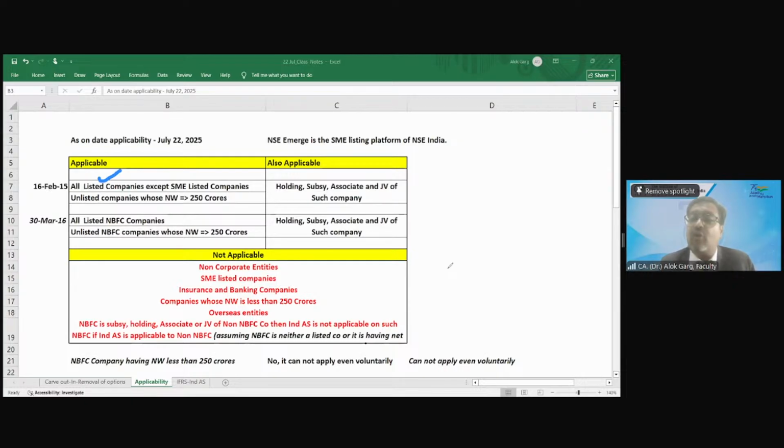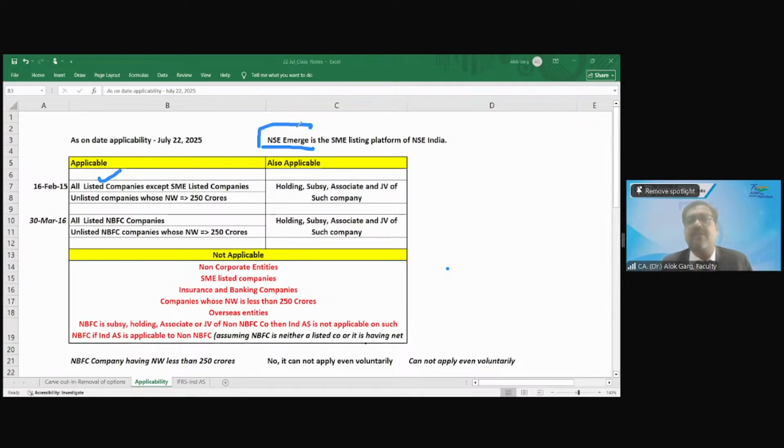Sir, is there any exception on listed companies? First you should write Ind AS is applicable to all listed companies. The exception is SME listed companies. Like there are normal stock exchanges, BSE and NSE, the Bombay Stock Exchange and National Stock Exchange, there is also an SME stock exchange. BSE has an SME stock exchange, and NSE has an SME stock exchange for small companies. The name of the NSE SME stock exchange is NSE Emerge. Please write down: NSE Emerge is the SME listing platform of NSE India.